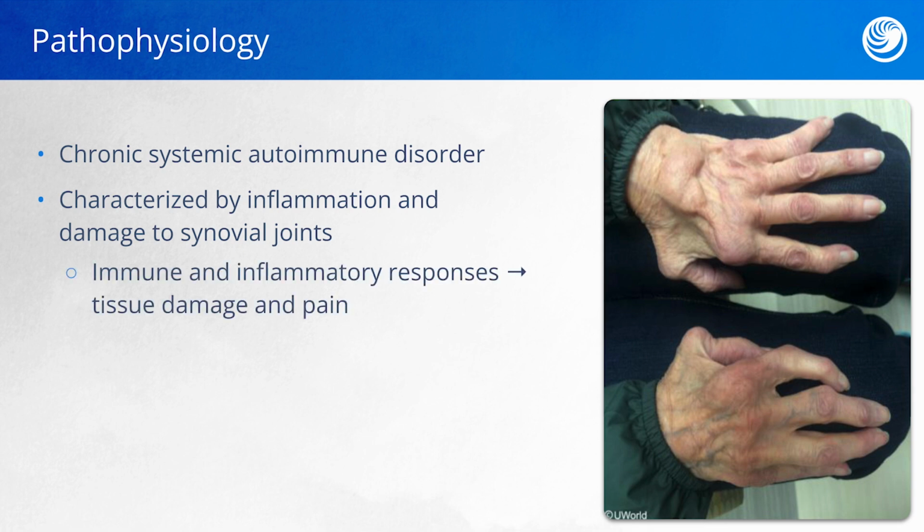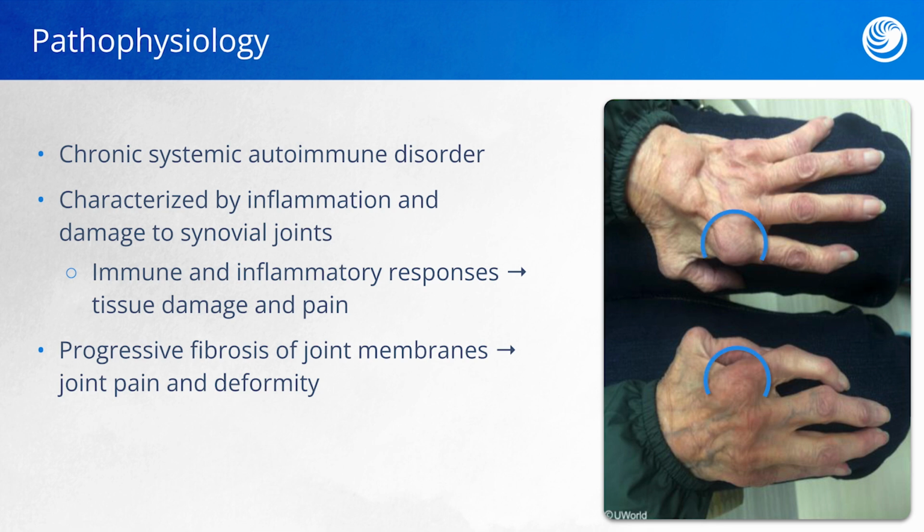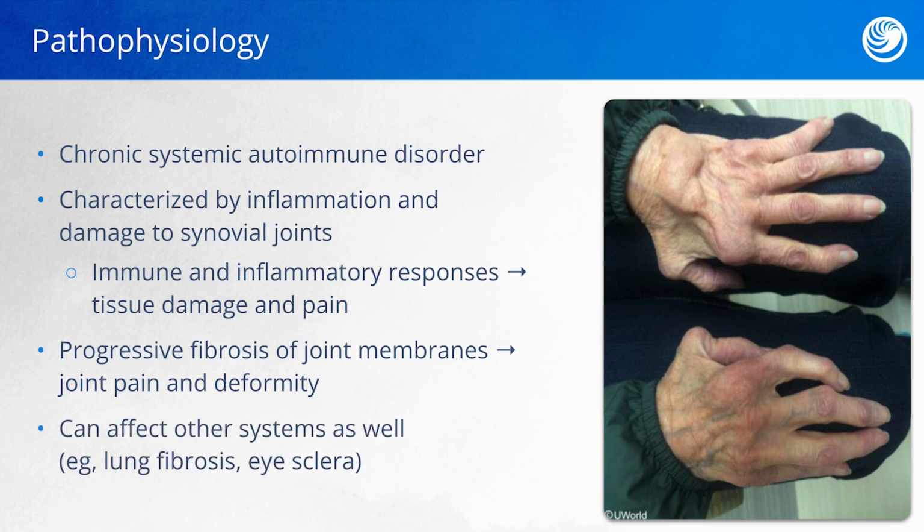This immune and inflammatory response causes tissue damage and pain. In RA, the joint space is eventually replaced with granulation tissue. This progressive fibrosis of the joint membrane causes joint pain and deformity, as we can see in the image here. Because of this granulation tissue, RA can affect other systems as well, such as the lungs and the eyes.